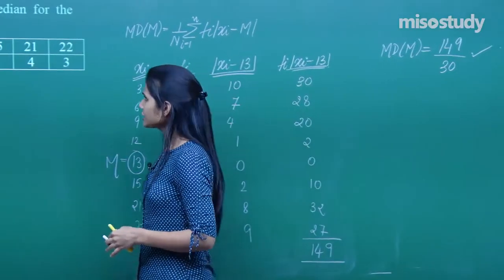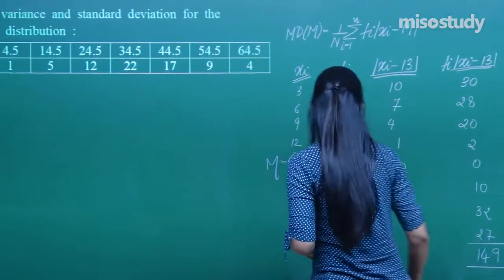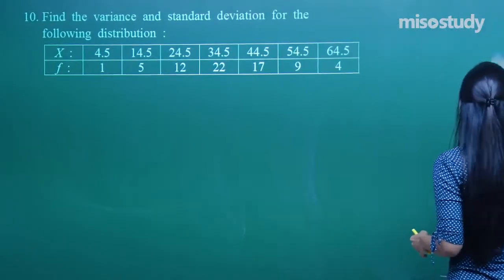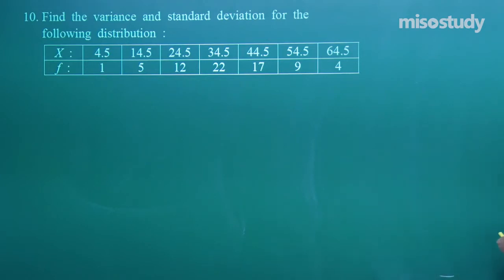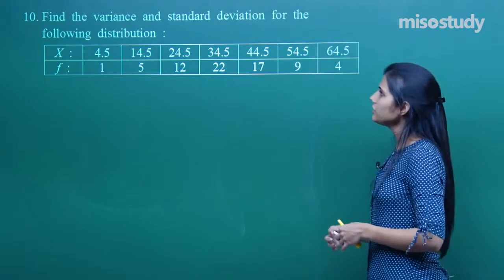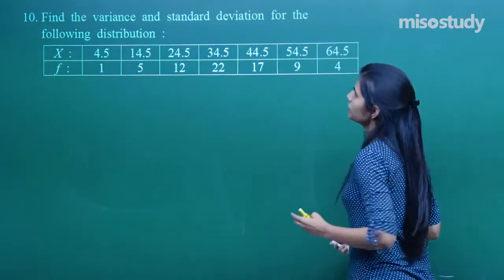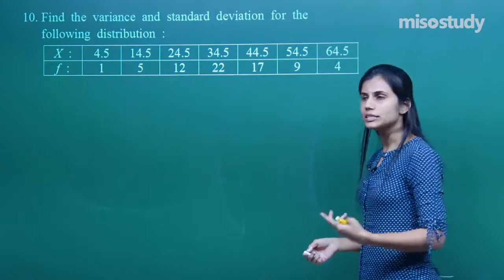Clear? Next we have: find the variance and standard deviation for this given data. So here, if you can clearly observe, calculating variance and standard deviation from actual mean is going to be a pretty tedious task. So let's calculate variance and standard deviation with the help of assumed mean.